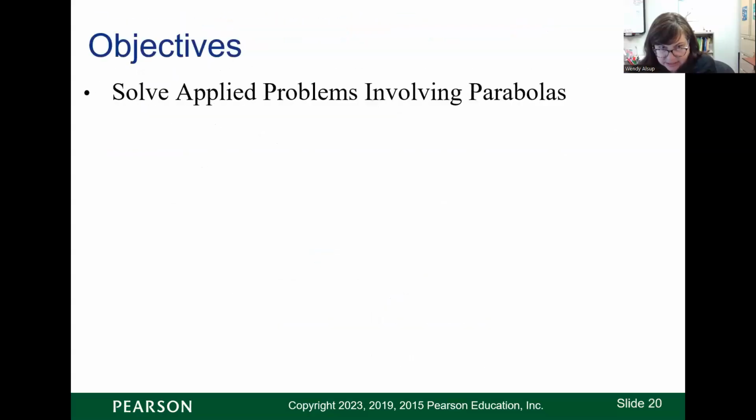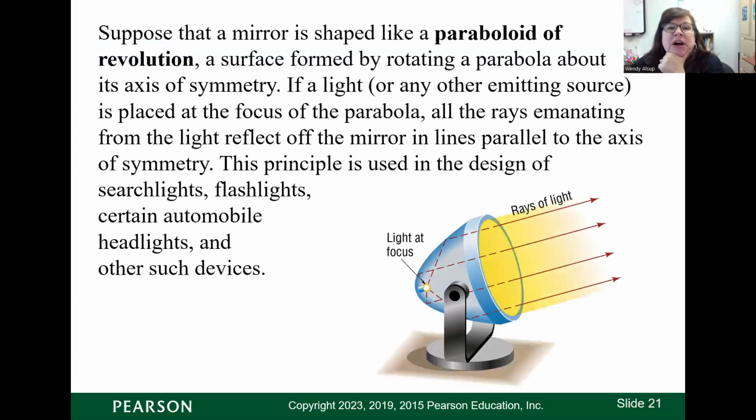All right. Now let's talk about the kind of applied problems that you can use with parabolas. Suppose that a mirror is shaped like a paraboloid, a surface formed by rotating a parabola about its axis of symmetry. If a light or any other emitting source is placed at the focus of the parabola, all the rays emanating from the light reflect off the mirror in lines parallel to the light, and this principle is used to design searchlights, flashlights, some automobile headlights.